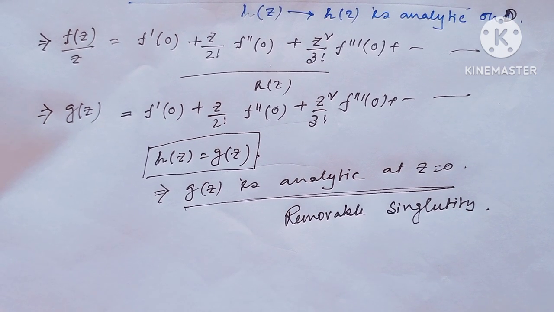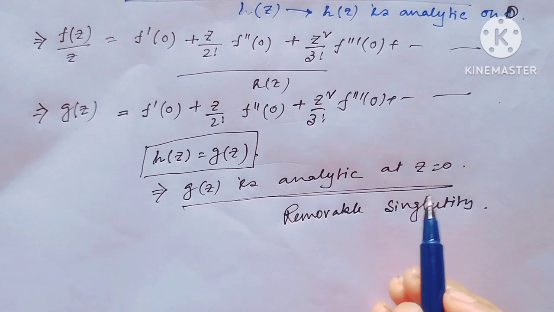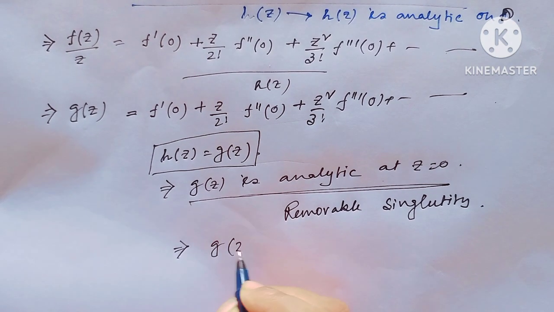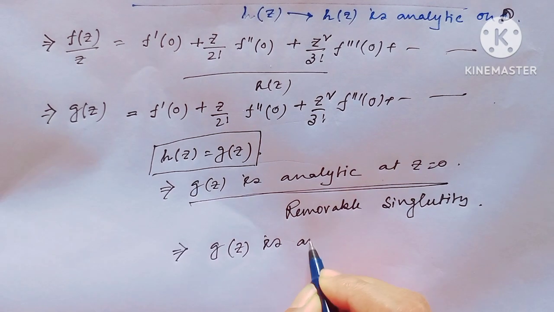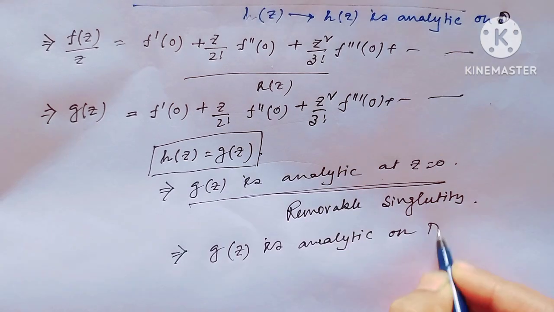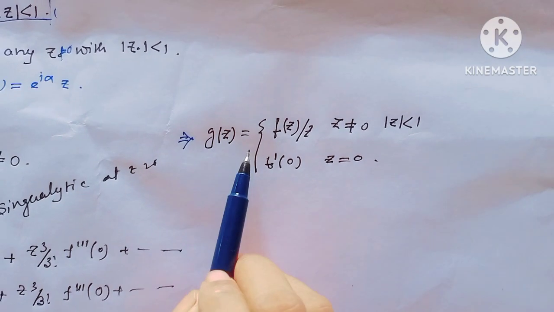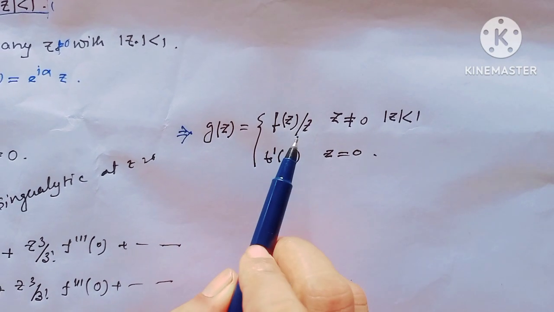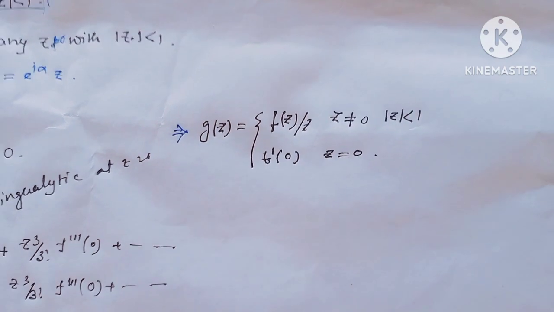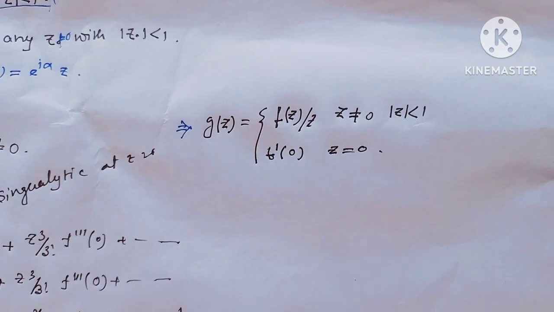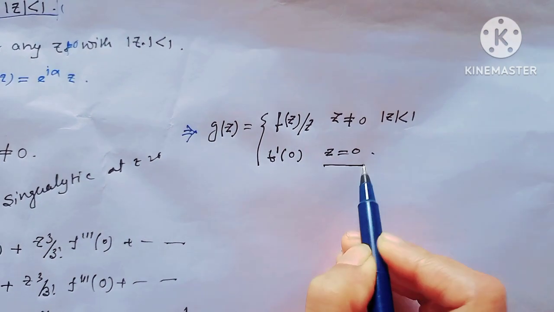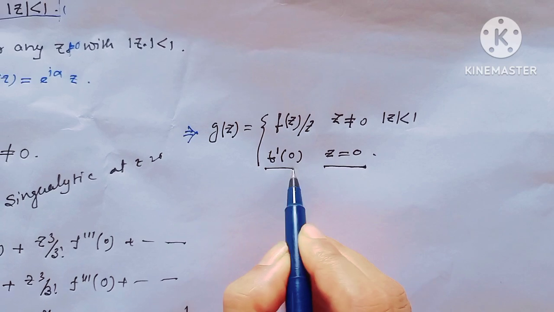That means I have got G is analytic also at z equal to 0. That implies Gz is analytic on D. That means the function is defined as Gz equal to Fz over z when z not equal to 0 and modulus of z less than 1, and when z equal to 0 then only f dash 0.